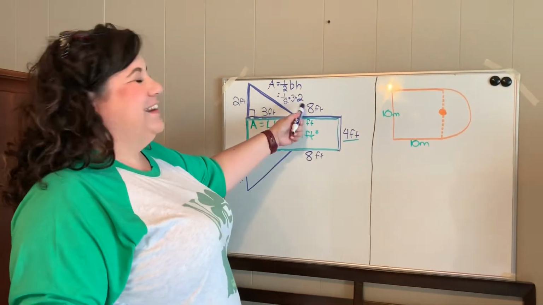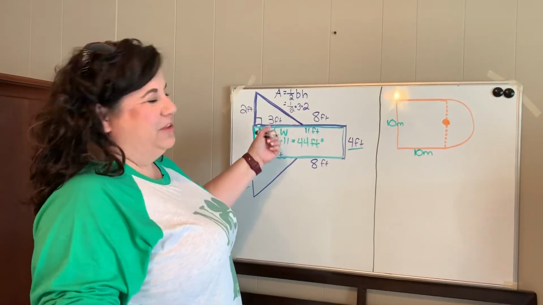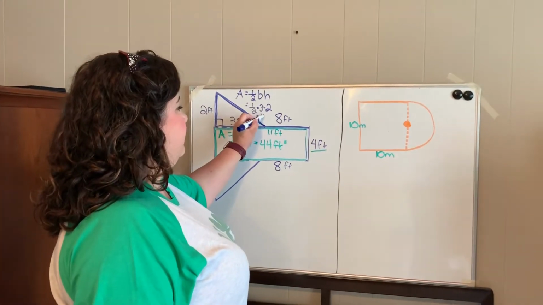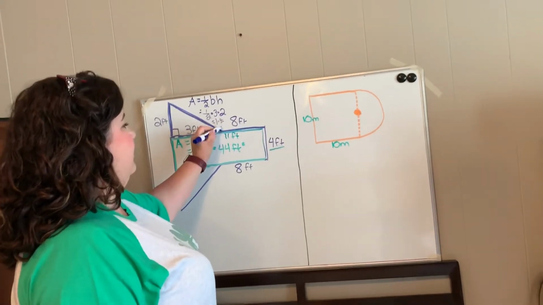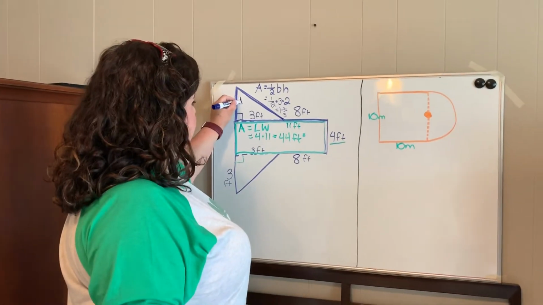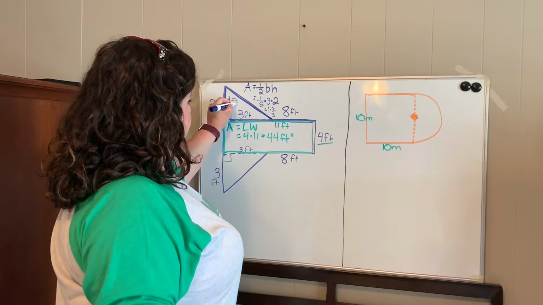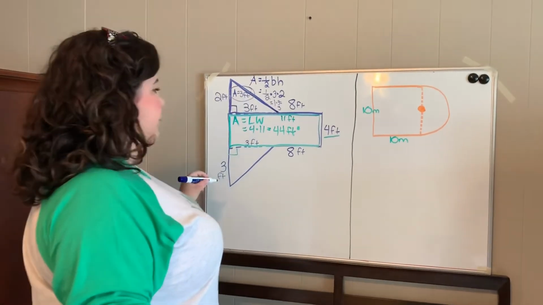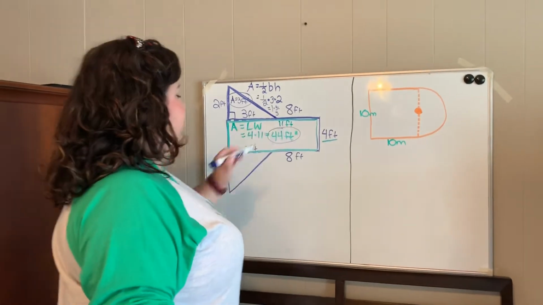So I'm gonna go ahead and take half of 2 because that's just gonna be a lot easier. Half of 2 is 1. So 1 times 3 is 3. So the area of this triangle is 3 feet squared. So I have an area for the triangle, I have an area for this one.